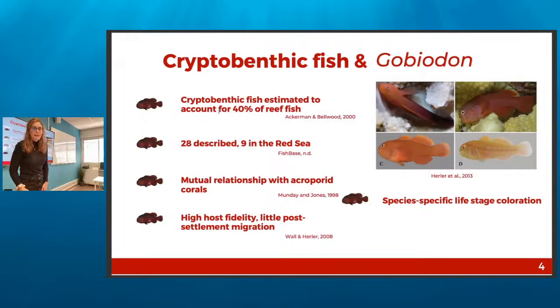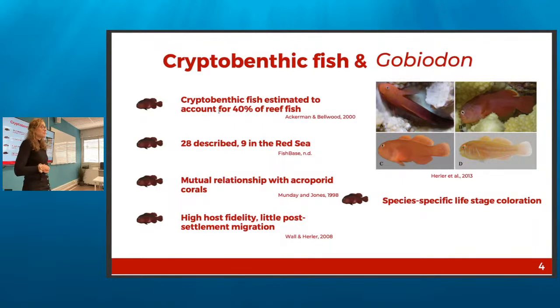So why do we look at cryptobenthic fish? While there is a huge knowledge gap for the Red Sea, this is especially relevant within cryptic species. Cryptobenthic fish are estimated to account for about 40% of all non-reef fishes, and yet very little is known about their ecology, biology, and evolution. One of these understudied cryptobenthic fish are Gobiodon.